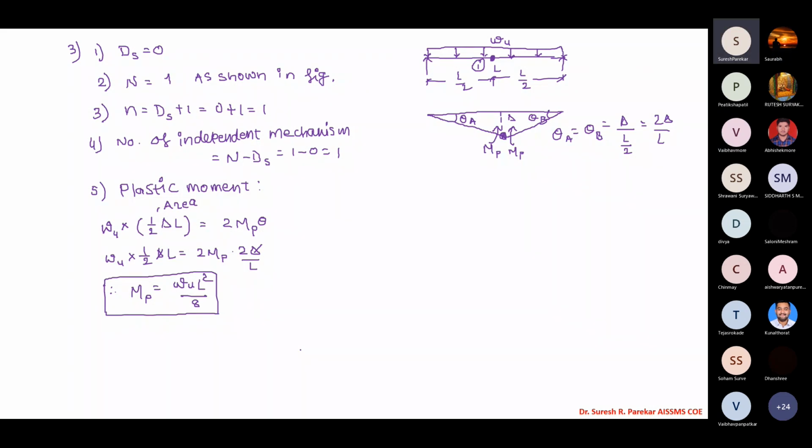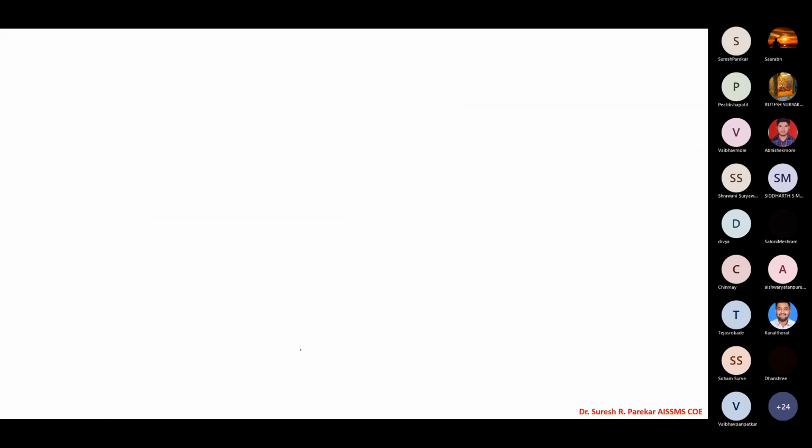So next, now we will switch over to the propped cantilever, fourth problem.